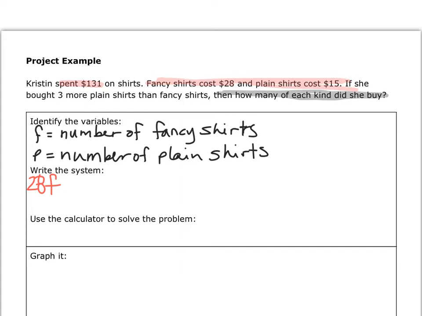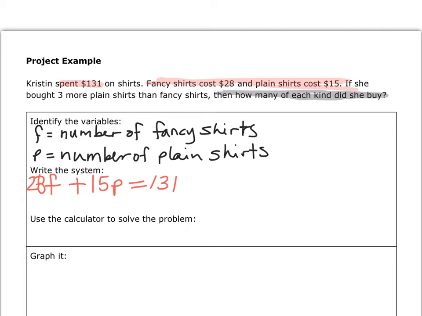All right, and what can I write to find out how much she spent just on the plain shirts? $15 P, because 15 times the number of plain shirts will tell me how much she spent just on the plain shirts, right? And then all together, how much did she spend? $131. So that's my first equation.